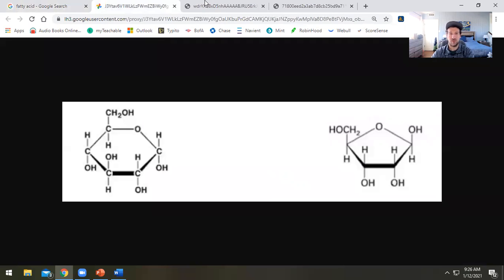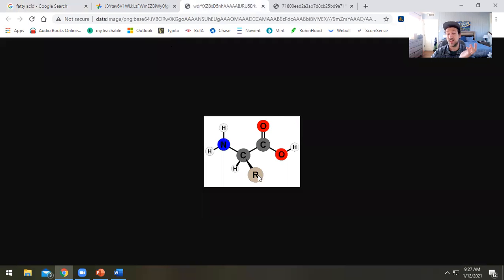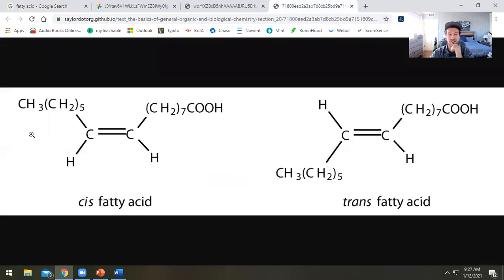Here's a carb, right? There's a molecule of glucose. Here's a single amino acid. I don't know which amino acid this is, but it's one of the 20. And there's a fatty acid over here. Don't pay attention to this. This is trans fat, which is evil. But here's our good fats.